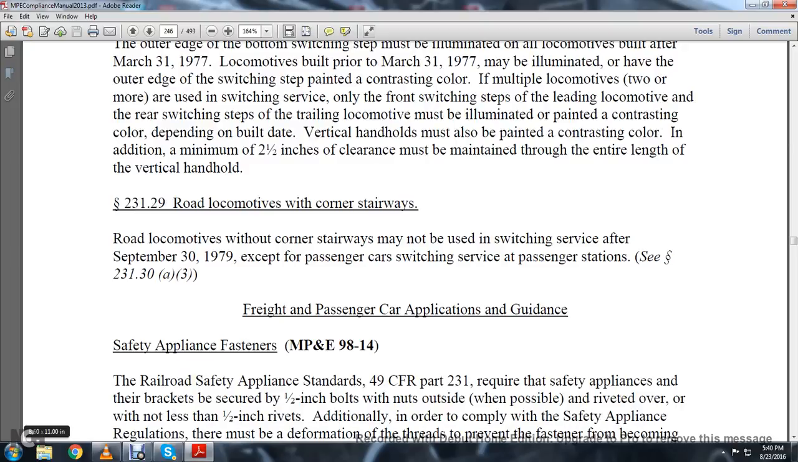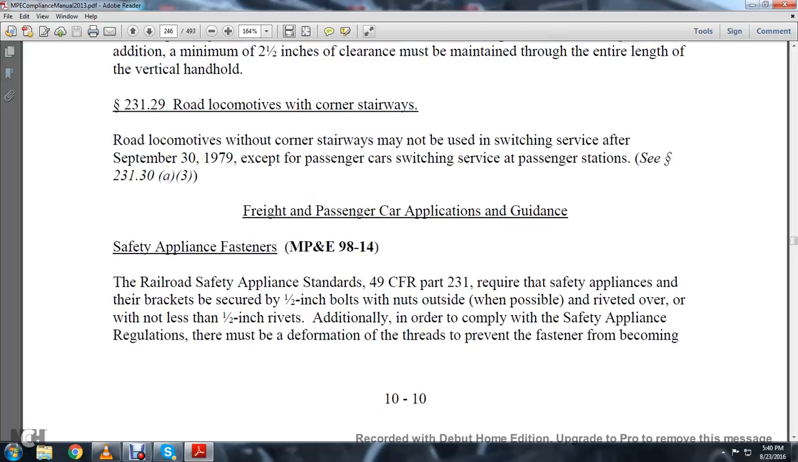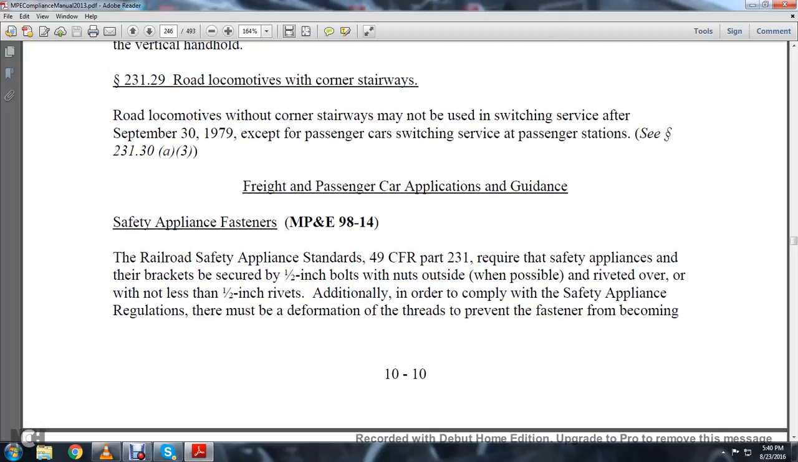231.29, railroad locomotives with corner stairways. Railroad locomotives with corner stairways may not be used in switching service after September 30th, 1979, except for passenger switching service at passenger stations. See 231.30(a)(3), freight passenger application guidance. Safety appliances for passengers, motor and power equipment, 98.14.